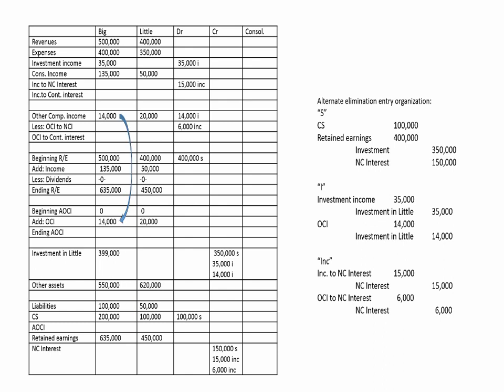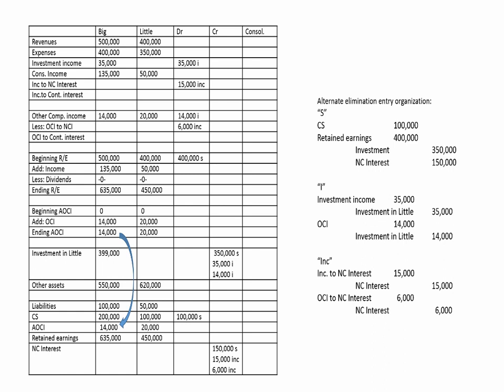We then do the same thing with our other comprehensive income. Note that almost dead center in the worksheet there's that beginning AOCI, the beginning accumulated other comprehensive income. Recall that our assumption was that neither big nor little had any accumulated other comprehensive income at the beginning of the year. So they both start with zero balances. They had $14,000 and $20,000 respectively. That gets transferred down to their statement of accumulated other comprehensive income, and that becomes their ending AOCI, which then gets transferred down to their balance sheets. $14,000 for big, $20,000 for little.